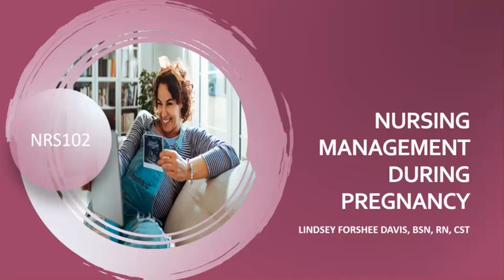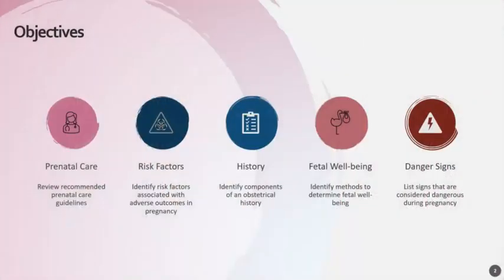So this is your third OB lecture, and this is over nursing management during pregnancy. The objectives of this lecture are prenatal care. We're just going to review the prenatal care guidelines, risk factors associated with adverse outcomes in pregnancy. We'll talk about history, identifying the components of an obstetrical history, fetal well-being. We'll be able to identify methods to determine fetal well-being, and then danger signs. So we'll list out the danger signs during pregnancy.